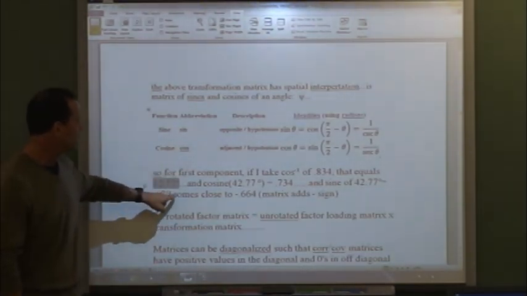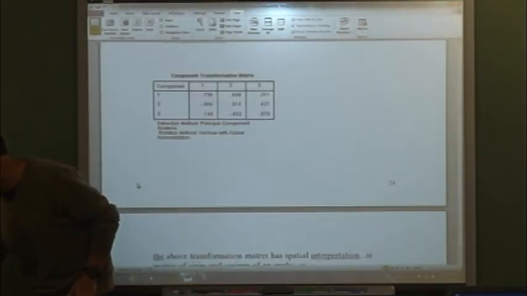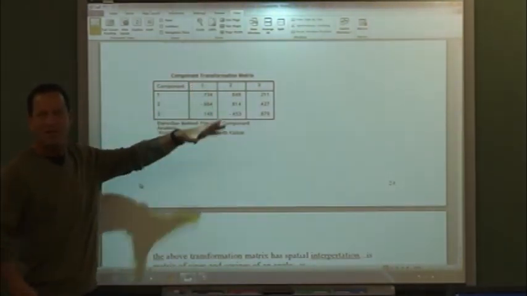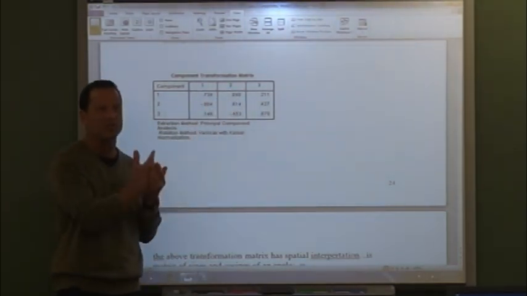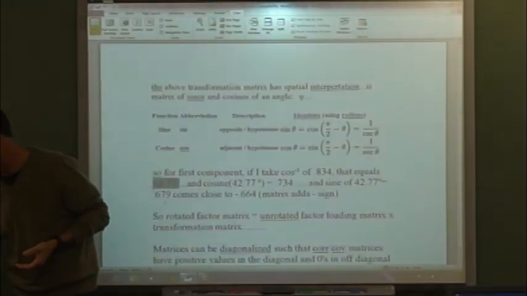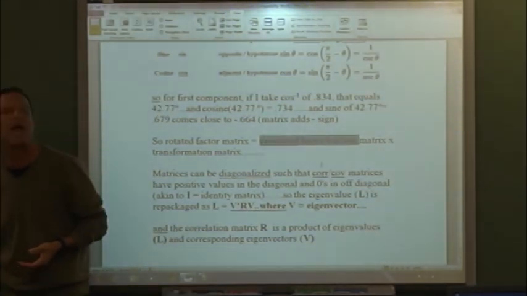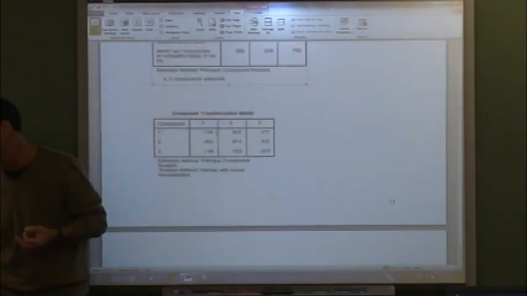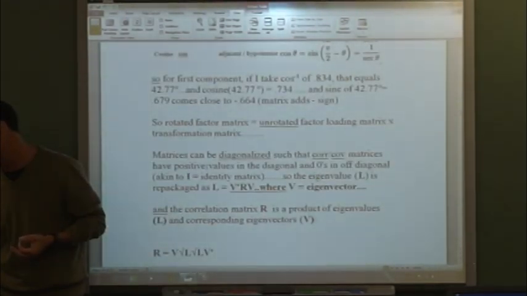And when I take the cosine of 42 degrees, it equals 0.734. And look, everybody, 0.734. So this is where that weird matrix comes from to help the rotation. That's the black box, you guys. It's a function of sines and cosines that gets at all this. So the rotated factor matrix, everybody, is the unrotated factor loading matrix times the transformation matrix. It's the component matrix here times this. And that's what gets at the rotated.